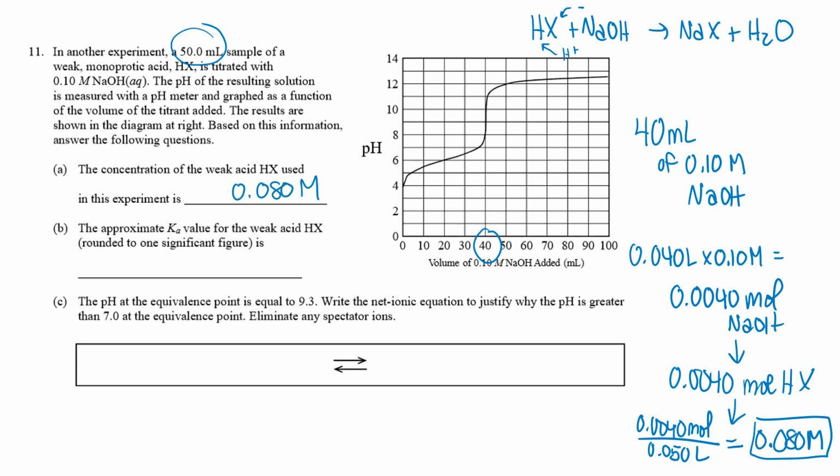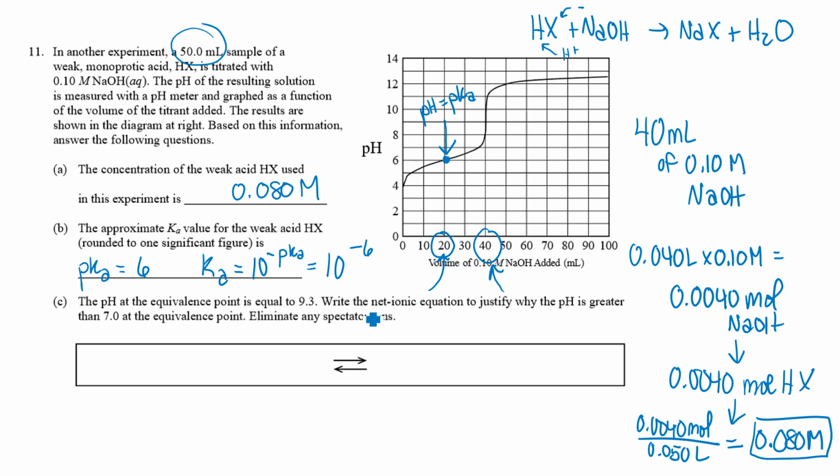The approximate Ka value. So if the equivalence is at 40, the half equivalence point occurs at 20. So I'm going to look at the pH at my half equivalence point. And at this point, the pH is equal to my pKa. So it looks like the pKa for this acid is 6. Therefore, the Ka, that's the opposite of a negative log. It's to go 10 to the negative whatever. Okay, so my Ka is 10 to the -6.